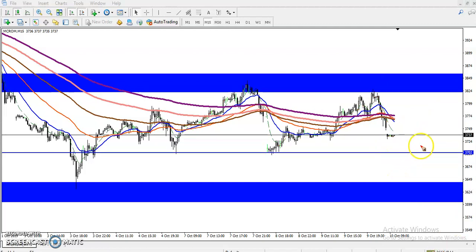So we have seen this is our entry point, and here is our entry point for the sell below, not above, remember, below. If they break this level, then it is a high probability to continue the trend toward the upside, right?